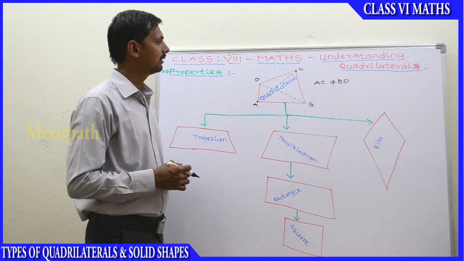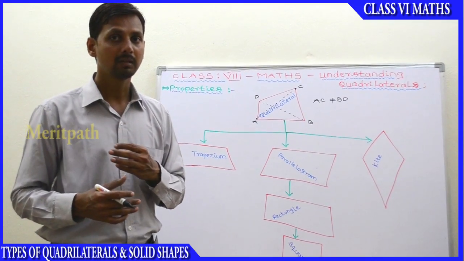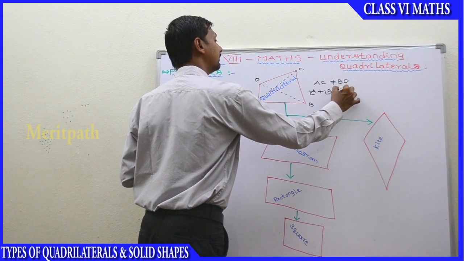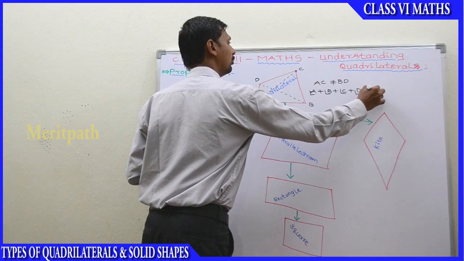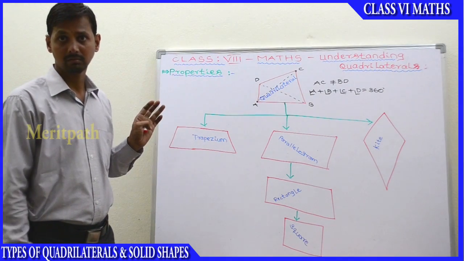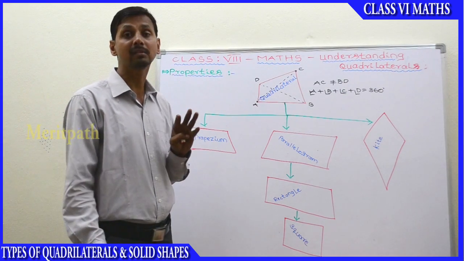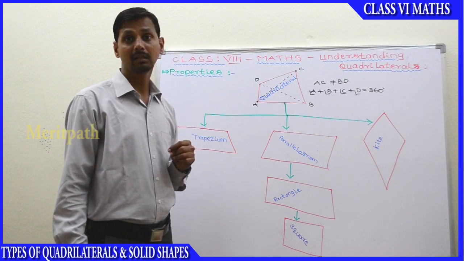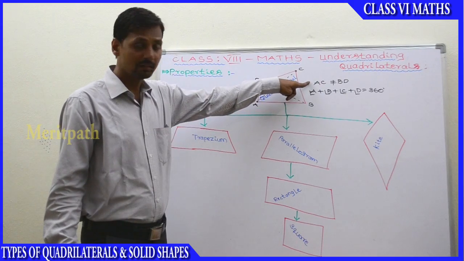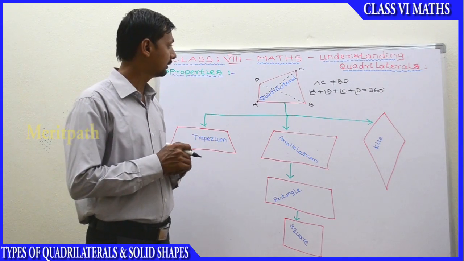And we know the common property about the quadrilateral: the sum of the four angles of a quadrilateral is 360 degrees. That is a common property for all types of quadrilaterals. For every quadrilateral, which has four sides, the sum of the four angles is 360 degrees. And one more property: AC is not equal to BD. The lengths of the diagonals are different in a quadrilateral.